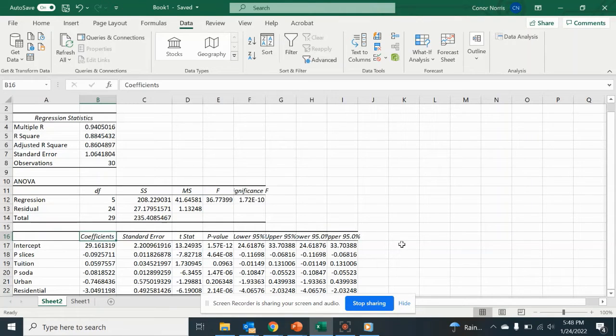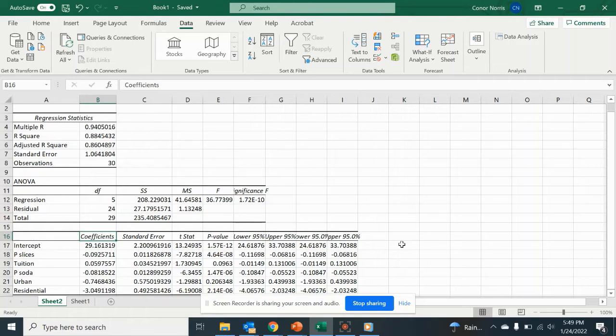So the price of slices is negative 0.09. So there's that inverse relationship which we expected. Now we have a positive relationship with tuition, and it's 0.05. Price of soda is negative 0.081. And again, that's what we expected because they're complementary goods.